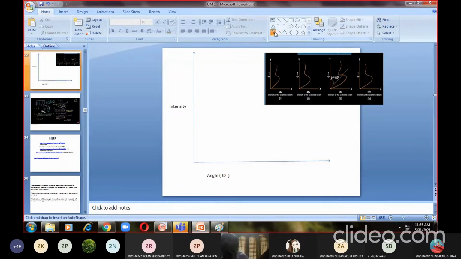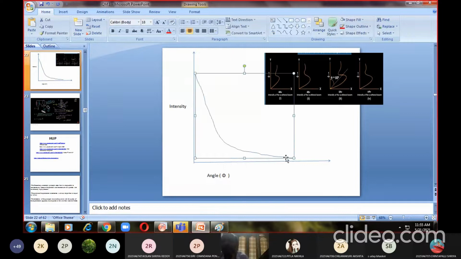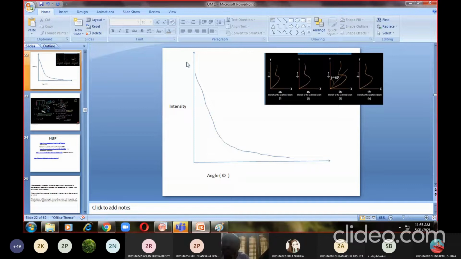When I take it for small angles, usually the intensity will be very large, and as I go to the higher angles, the intensity continuously falls, and this is what is expected. That means for very low angles, the intensity is expected to be very high. For smaller angles the intensity is very large, and after that it is decreasing. Let me talk about that later. Now this is what is expected.